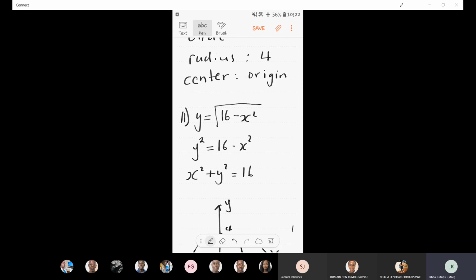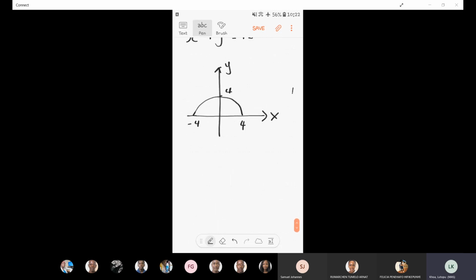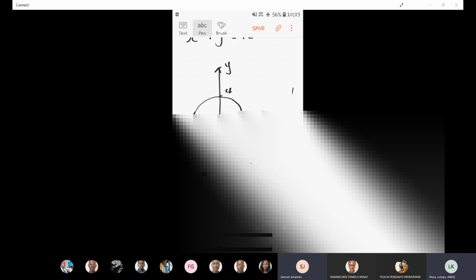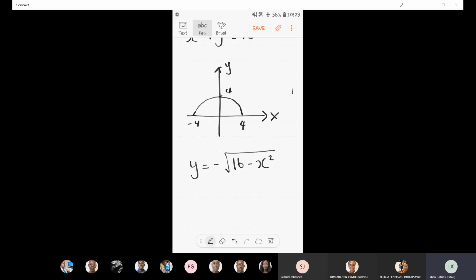Okay, the bottom one. In a test, if you have y is equal to negative square root of 16 minus x squared, this is the bottom half of the circle. So a square root is a semicircle. Only when it's plus or minus do you draw the entire circle. Okay.